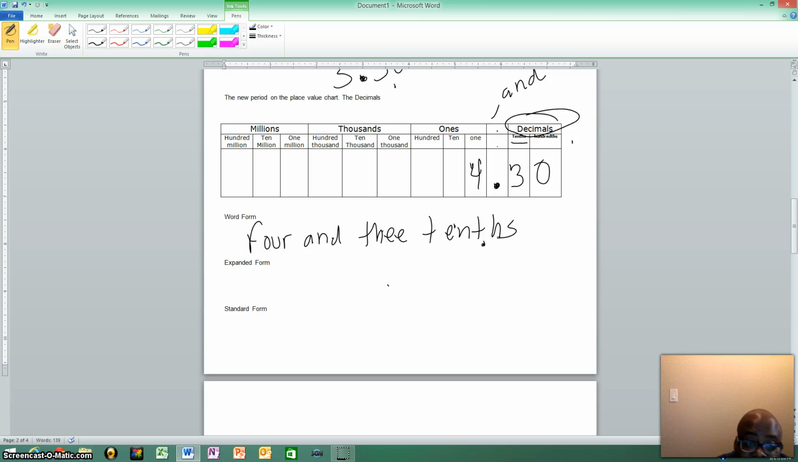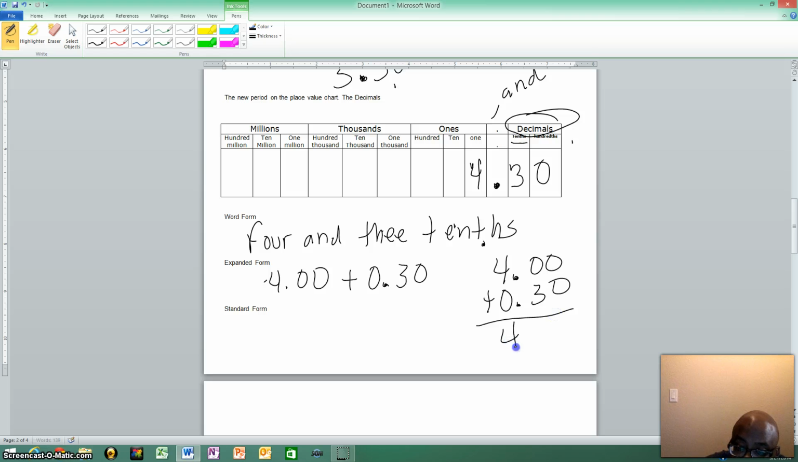Well, how do we put it in expanded form? Well, 4.00 plus 0.30, or like this, 4.00 plus 0.30, which will give us 4 and 30 hundredths. Remember how we always did it at first?